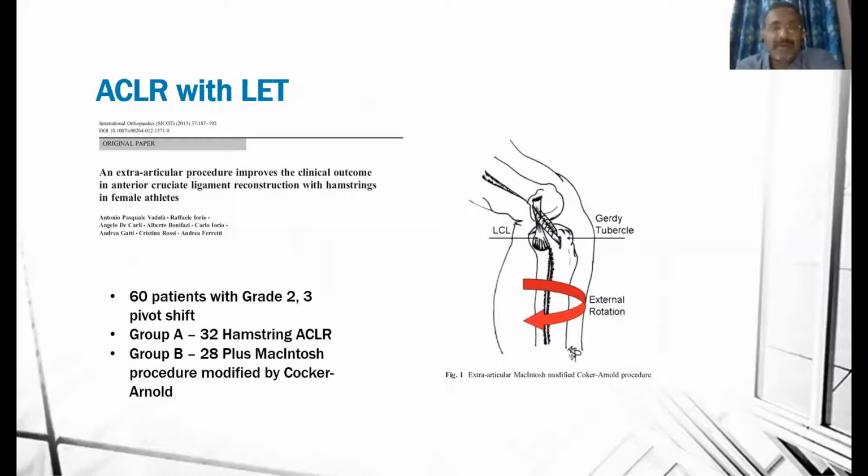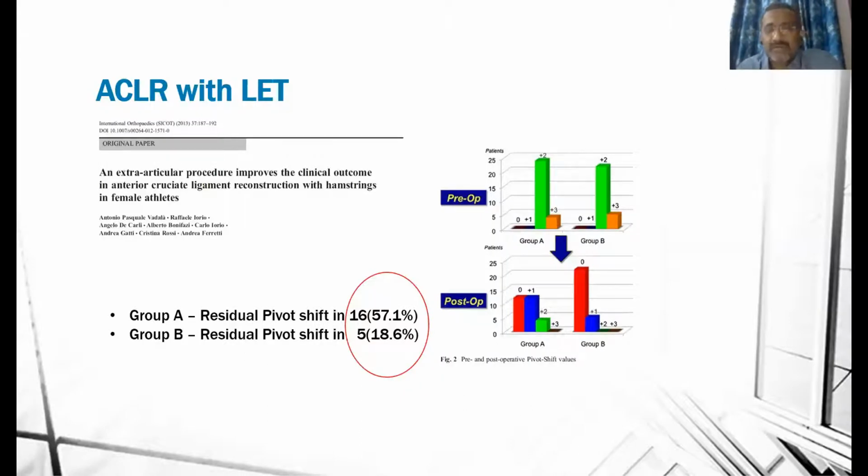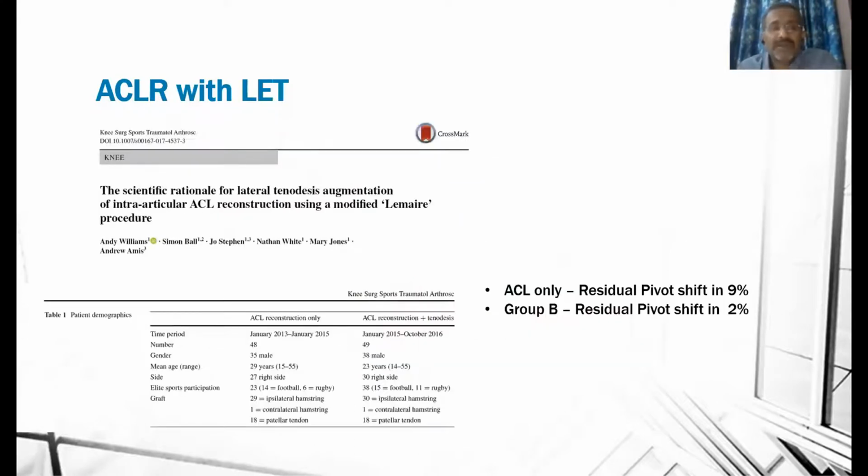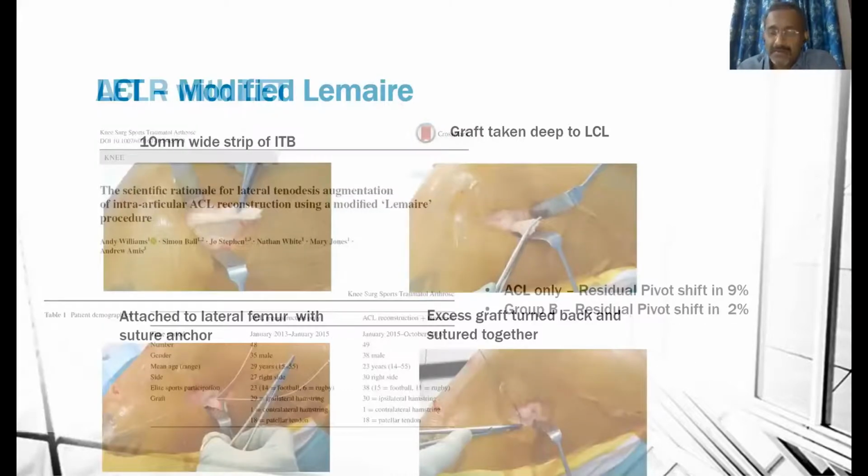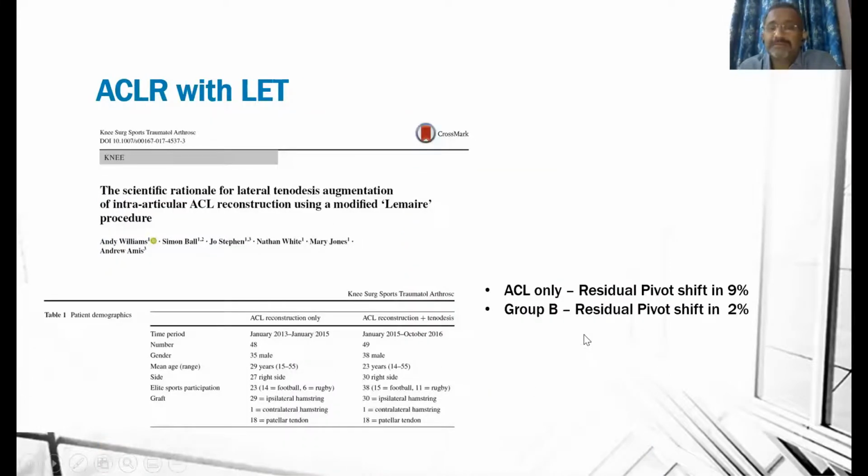So what are the results following LET? There are a few papers which compare ACLR with lateral extraarticular tenodesis. Vadala et al. did a McIntosh, and they looked at the pivot shift. Residual pivot shift was seen in 57% in Group A, and in Group B it reduced to 18.6%. Andy Williams from the UK did a study comparing ACLR with ACLR plus modified Lemaire, and they found that it reduced the residual pivot shift if you do a tenodesis.